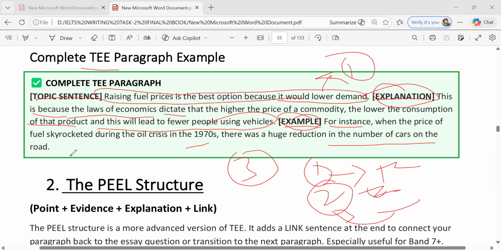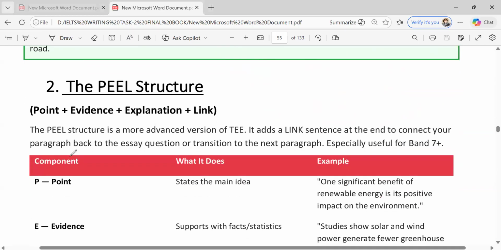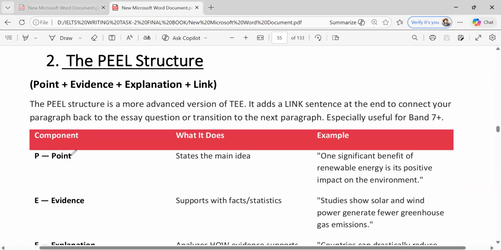Okay, so then we move towards the next structure, and that is called the PEEL structure. The first one was the T structure, and now we move towards the PEEL structure. Now, what do I mean by PEEL structure? PEEL: P means point, E means evidence, the other E means explanation, and the last one is L, link. So there are now four points in it. Before, in the structure we studied, there were three points, but now in the PEEL structure, there are four points.